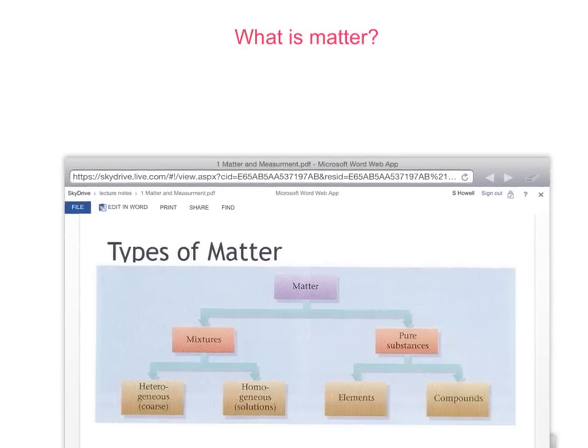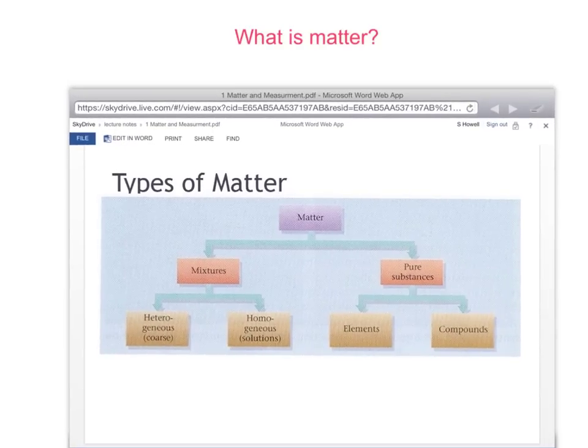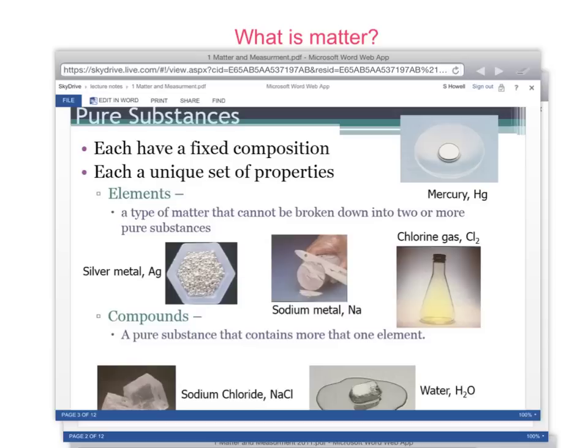If you remember, we had a little tree that looked like this, where matter breaks down into mixtures and pure substances, go to elements and compounds, and mixtures go to heterogeneous and homogeneous. You need to be able to take anything I give you, like Rocky Road ice cream, or H2O, or C6H12, whatever, and tell me what it is. You need to be able to put it in any of these areas and choose which area it would go into.